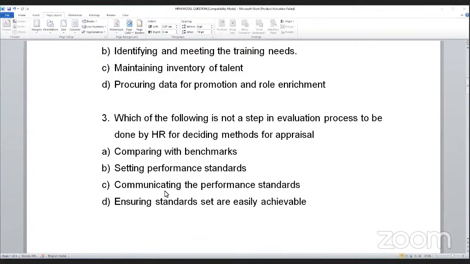Communicating the performance standards, ensuring standards set are easily achievable. Not a step. Comparing with the benchmark. B, madam.